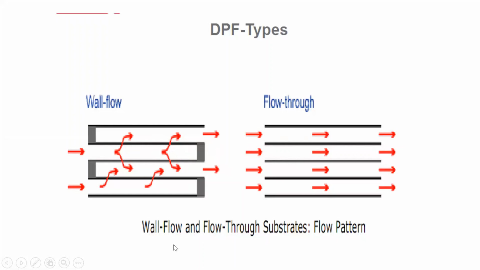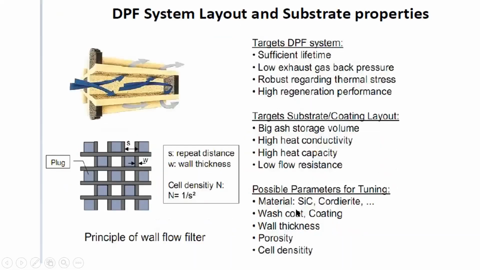So you have two types: wall flow type substrate and flow through type substrate. Basically, people prefer to go with flow through, but still people are preferring to go with wall flow as well. It depends on the configuration. Here is one example of a wall flow, where the flow will strike, go in two different directions, and go to the final single direction.